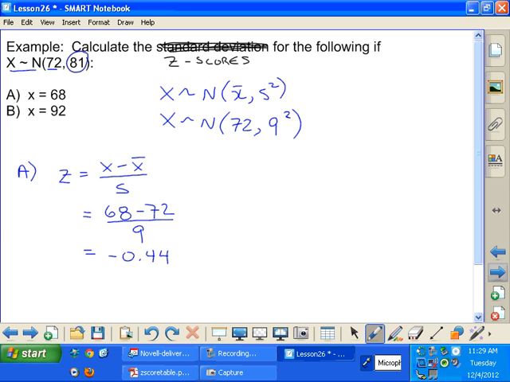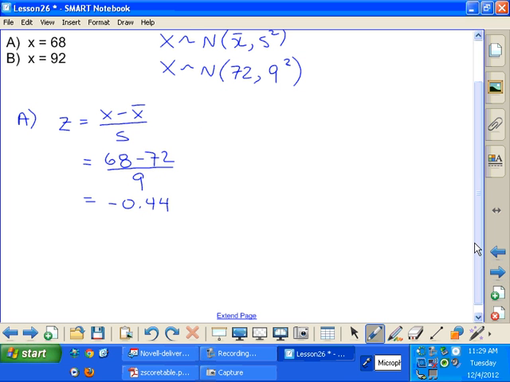I just want to sketch that very, very quickly for you, just to remind you where that falls. So that z-score, if I draw a normal distribution, and I say here is my mean, negative 0.44, that value is going to be over here. So what we would be finding is this area right here for negative 0.44. That's what that z-score would give us.